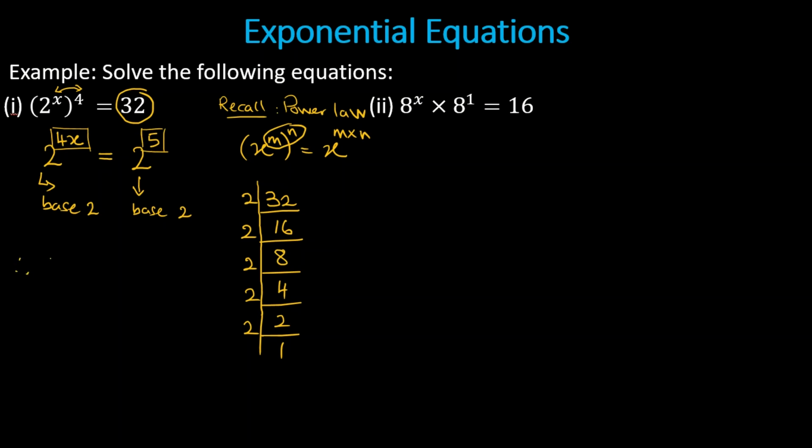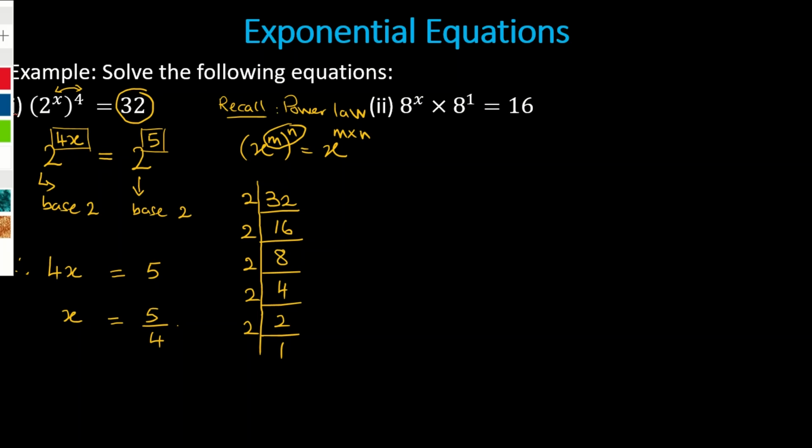Therefore, the first power on the left hand side must be equal to the second power on the right hand side, which is 5. So this gives x equal to 5 over 4. Right? Our answer is a fraction in this case. No problem, you can have any type of number for the answer. Whole number, fractions, it's not a problem. Let us see the second part.